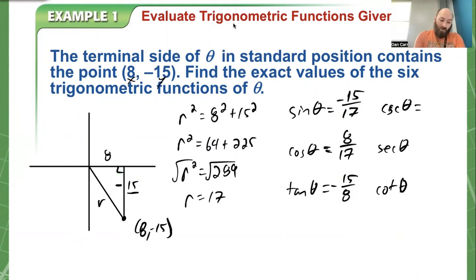Cosecant is going to be the reciprocal, so that's just negative 17 over 15. Secant's the reciprocal of cosine, so that's going to be a positive 17 over 8. And my cotangent is going to be the reciprocal of tangent. It'll be negative 8 over 15.